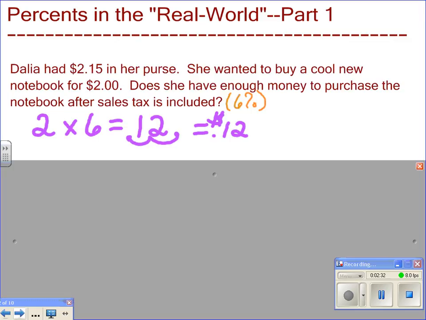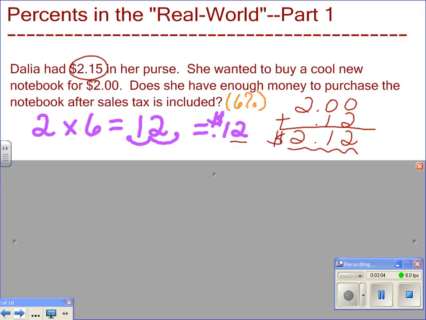So approximately 12 cents is going to be added to the $2.15 that she has. Or I'm sorry, to the $2 of the total cost of the notebook. So that's $2 plus 12 cents. That's $2.12. So does she have enough money? Sure. She has $2.15. The total came to $2.12 with the cost of the sales tax added.